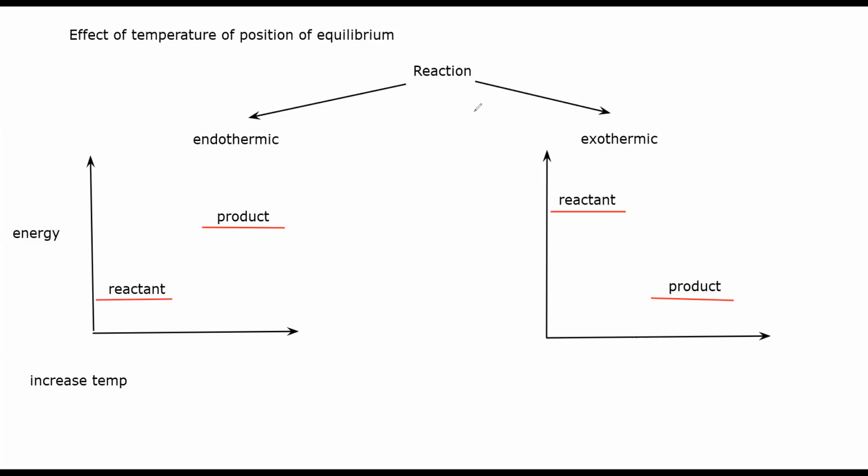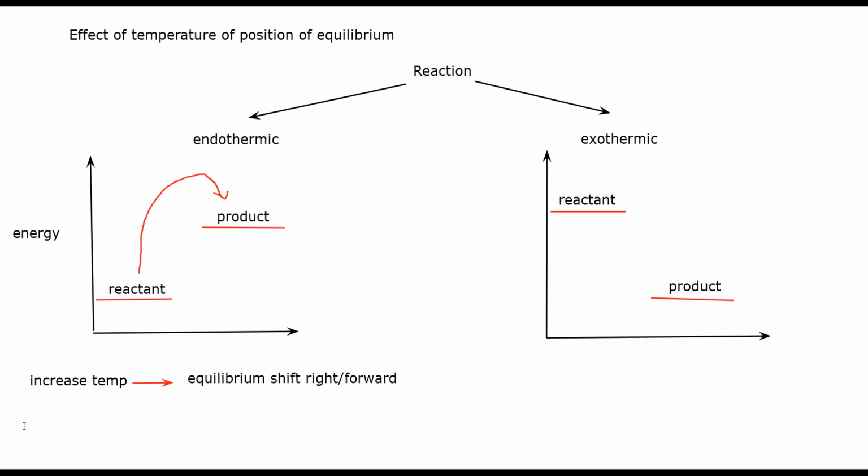Which substance will I get more? If I supply energy, I'll get more product. So when I supply energy, the reactant will form more product. So for endothermic reaction, when we increase the temperature, if we get more product, what do we say, the equilibrium or the balance? Shifted towards right hand side. Because if product is more, we say equilibrium is shifted towards right hand side or forward.